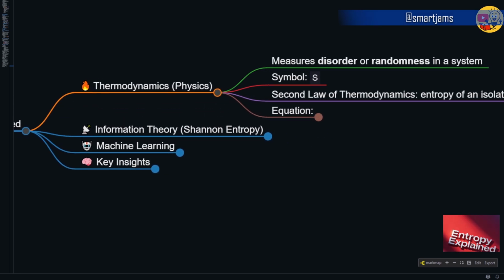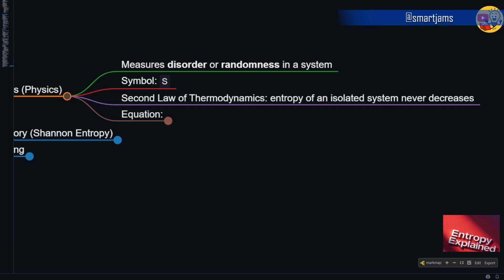In thermodynamics, entropy is defined as a measure of disorder or randomness within a system. The more chaotic the system, the higher the entropy. It is denoted by the symbol S and plays a key role in the second law of thermodynamics, which states that the entropy of an isolated system never decreases over time.